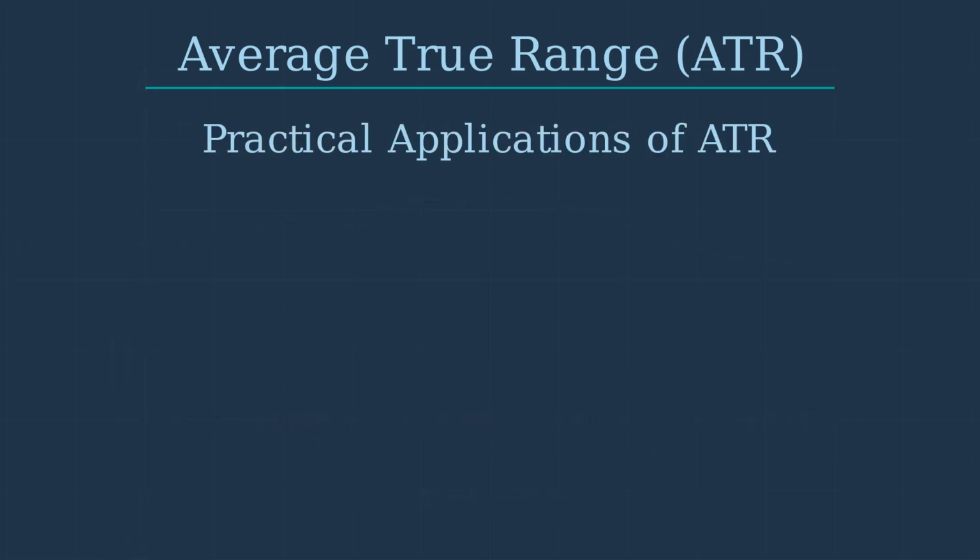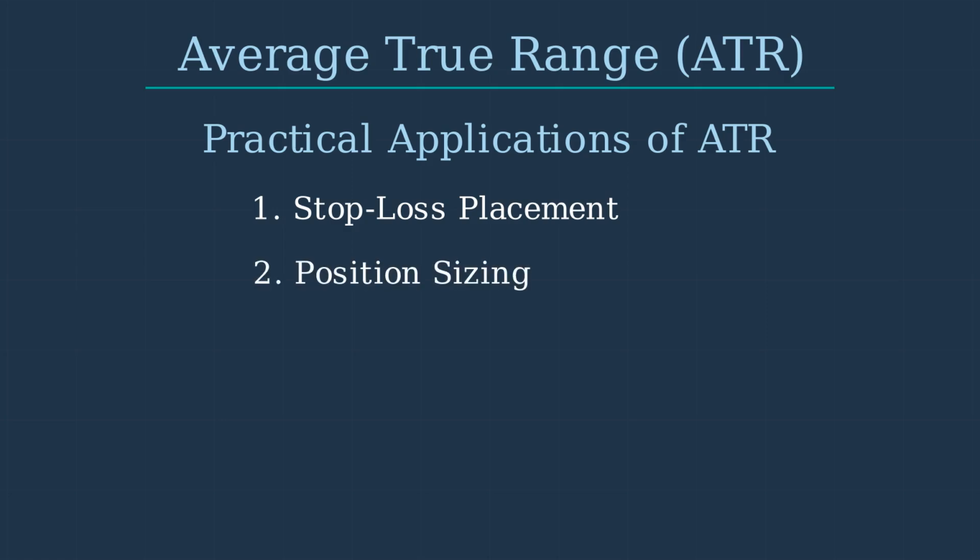The average true range has several practical applications in trading and risk management. First, ATR is commonly used for setting stop-loss levels. By placing stops at a multiple of the ATR away from entry, traders can account for the current market volatility. Second, ATR can guide position sizing decisions. In more volatile markets, reducing position size relative to ATR helps maintain consistent risk levels.